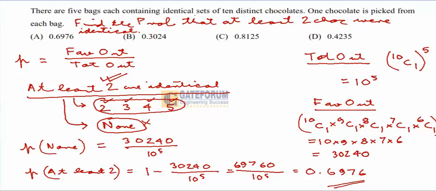So in my options, I will find that this is the right one. I presume there is a slight misprinting here. Oh no, this is absolutely correct. 0.6976. So it's absolutely okay. So this is my correct answer.